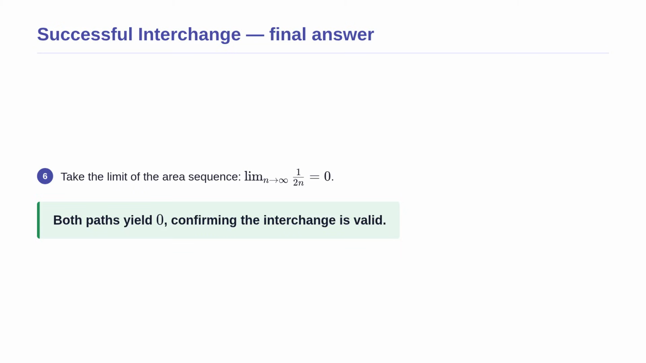As n gets infinitely large, the fraction 1 over 2n shrinks exactly to 0. What does this mean physically? It means both calculation paths led to the exact same destination. The limit of the integrals is 0 and the integral of the limit is also 0. This proves that the interchange was successful and mathematically valid, exactly as the theorem promised, because the sequence was uniformly convergent.